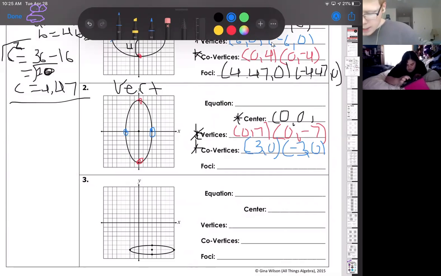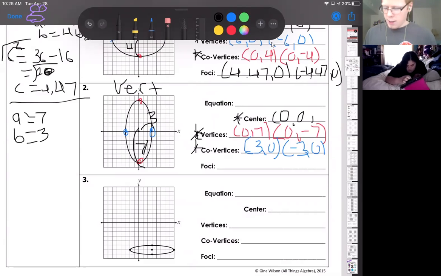So now we have everything we need to pretty much start writing our equation. Like if you look, your A's from your center to here, so this would be 7. And your B would be from here to here, which is 3. So your A is 7, your B is 3. So when you write your equation, it's going to be a fraction plus a fraction equals 1. So once again, since our center is 0, 0, you're just going to have x squared and y squared. Like nothing up top with them.